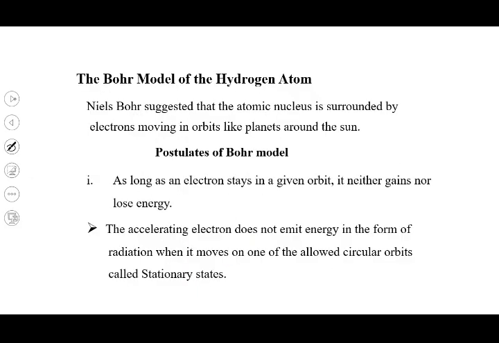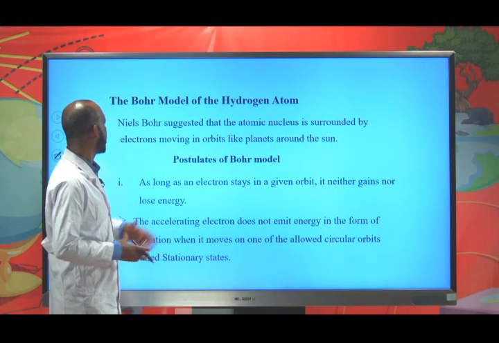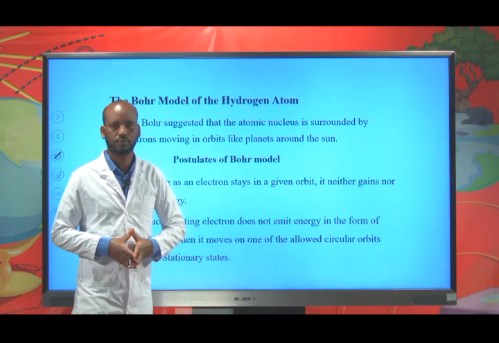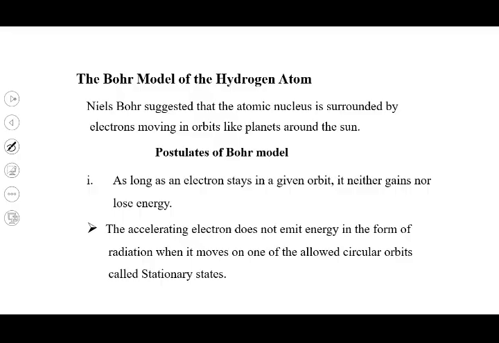The Bohr model of the hydrogen atom. Niels Bohr, who worked with Ernest Rutherford, was a Danish physicist. Niels Bohr suggested that electrons are revolving around the nucleus just like planets revolving around the sun.